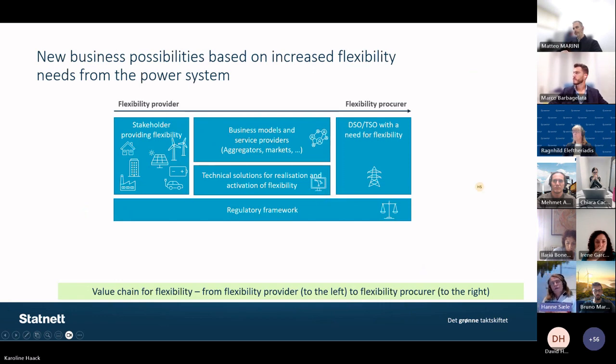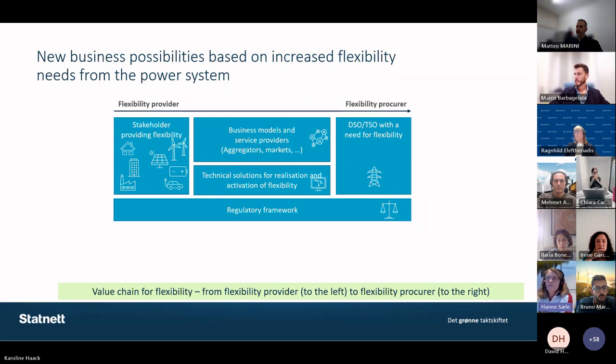So to give an overview, to utilize flexibility in the power system, a holistic approach is important. We need business models to stimulate for increased flexibility. So this picture shows the flexibility value chain from the flexibility provider to the left, showing flexibility. You have the flexibility provider to the left, and you will have the flexibility procurer to the right.